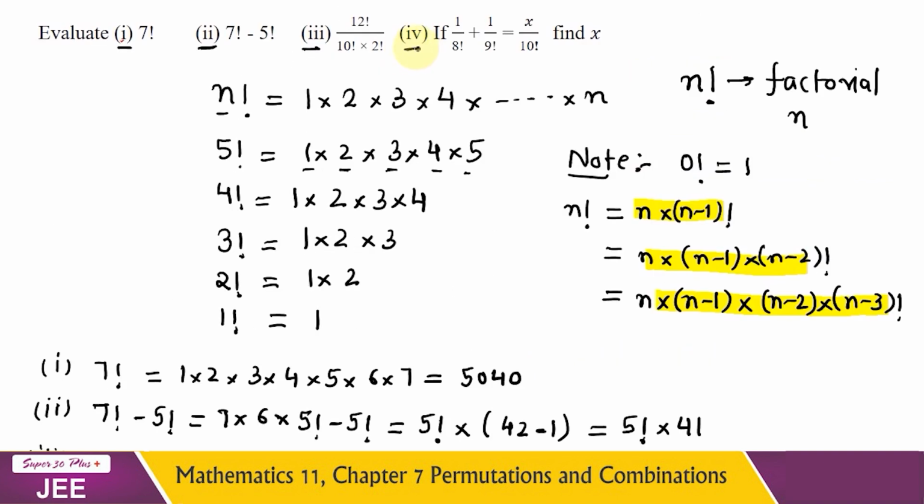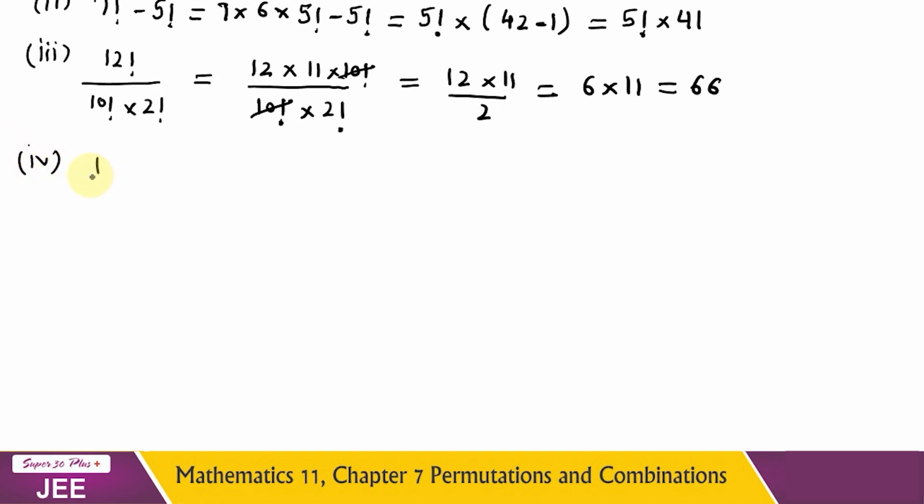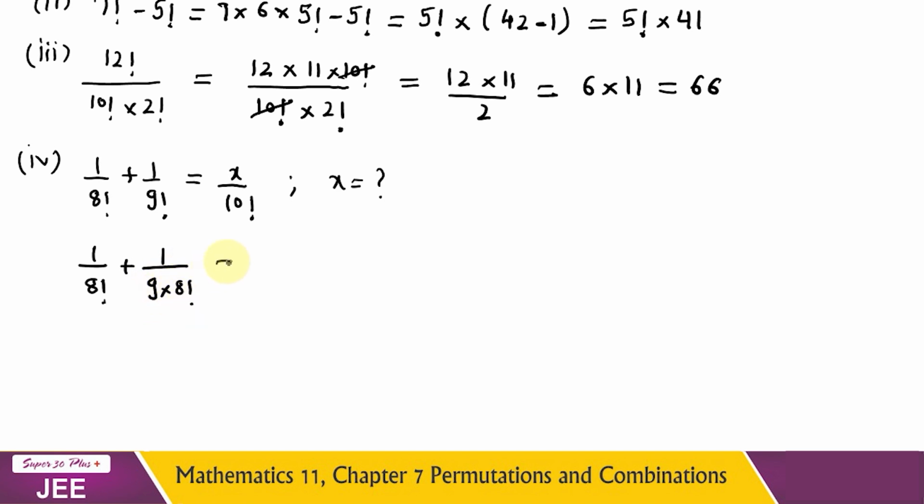Alright. Fourth part says if 1 by 8 factorial plus 1 by 9 factorial is equal to x by 10 factorial, then find x. 1 by 8 factorial plus 1 by 9 factorial is x by 10 factorial, then what will be the value of x? Alright, so 1 by 8 factorial plus 1 by 9 factorial can be written as 9 into 8 factorial, and 10 factorial can be written as 10 into 9 into 8 factorial.